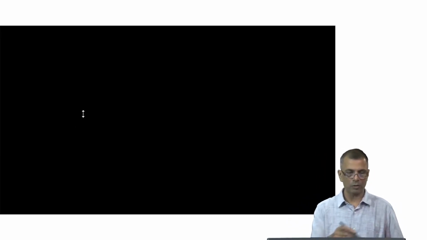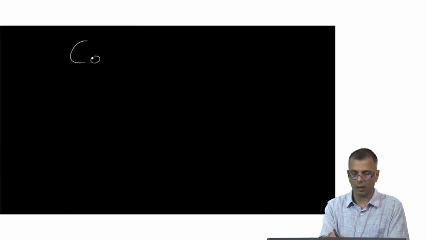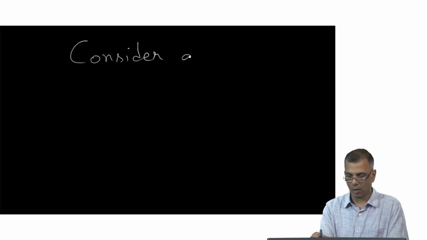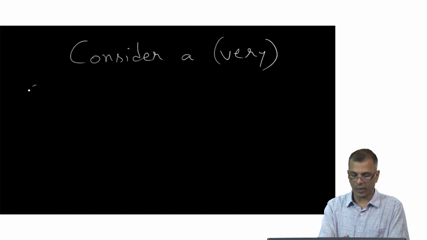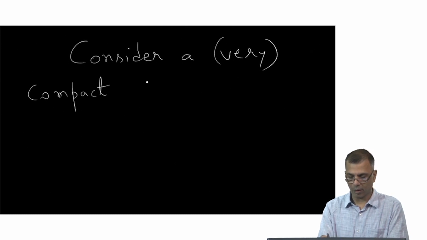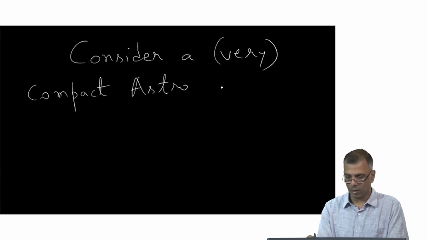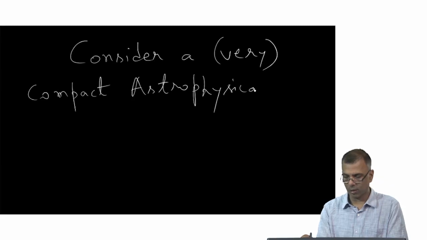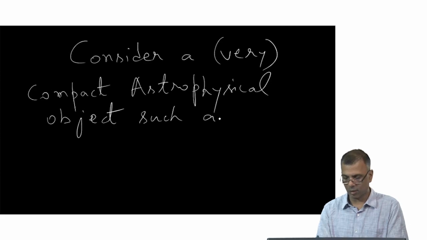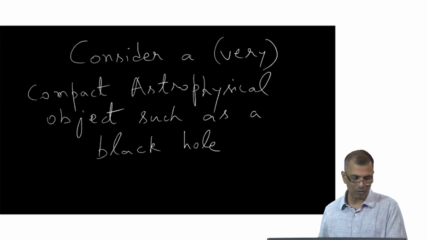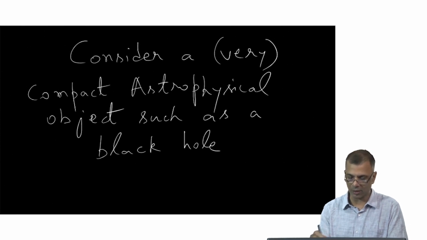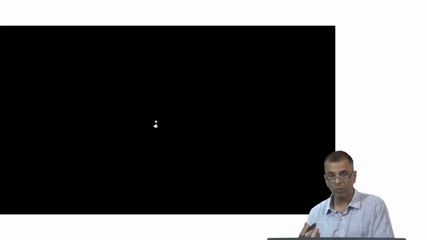So what do we mean by outflows from a spherical object? Well, consider a very compact astrophysical object such as a black hole or a neutron star for that matter. Now what's special about this? There is an extremely compact, in other words, extremely high density object sitting here, like so. So it's quite massive, but because it's very high density, it's almost a point object. It's really small.